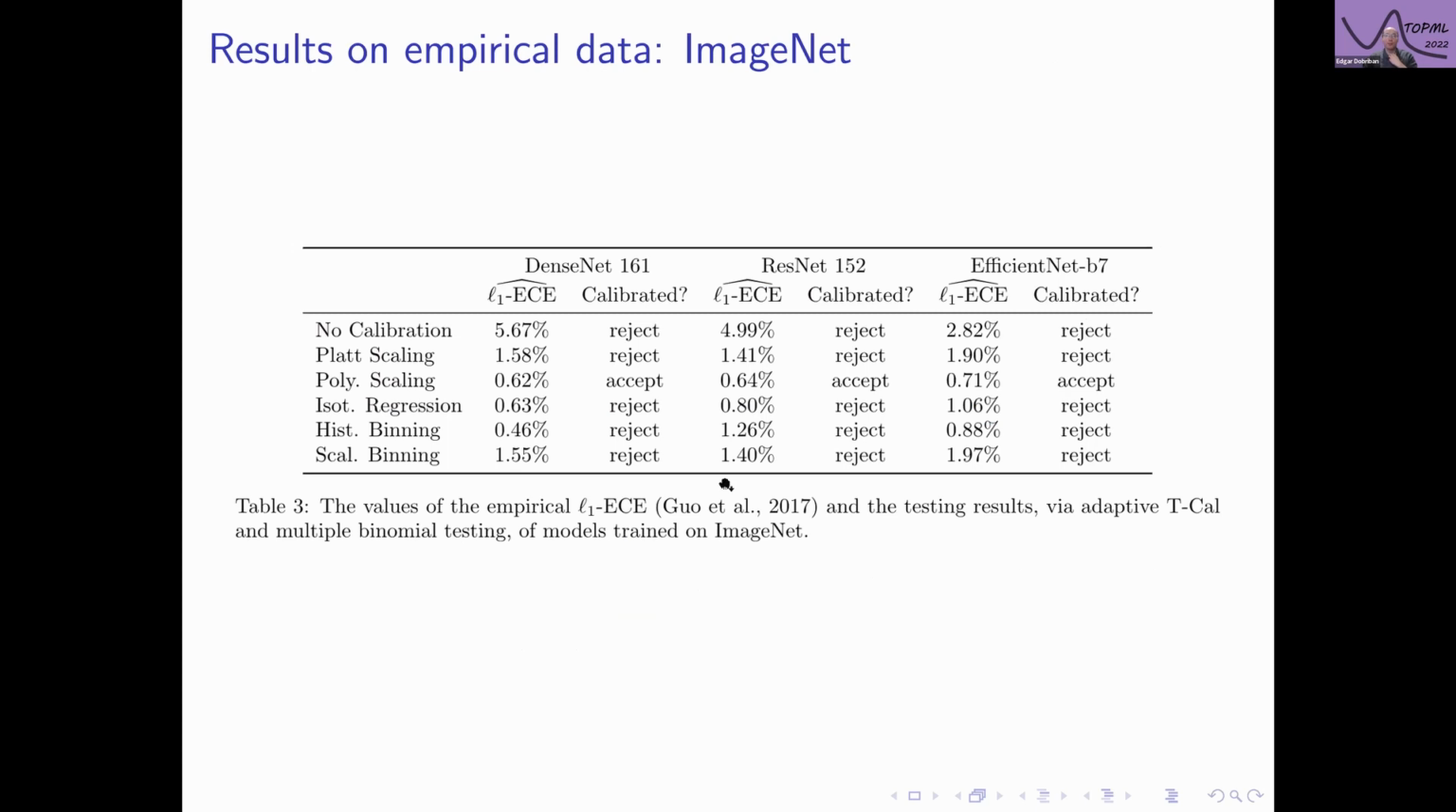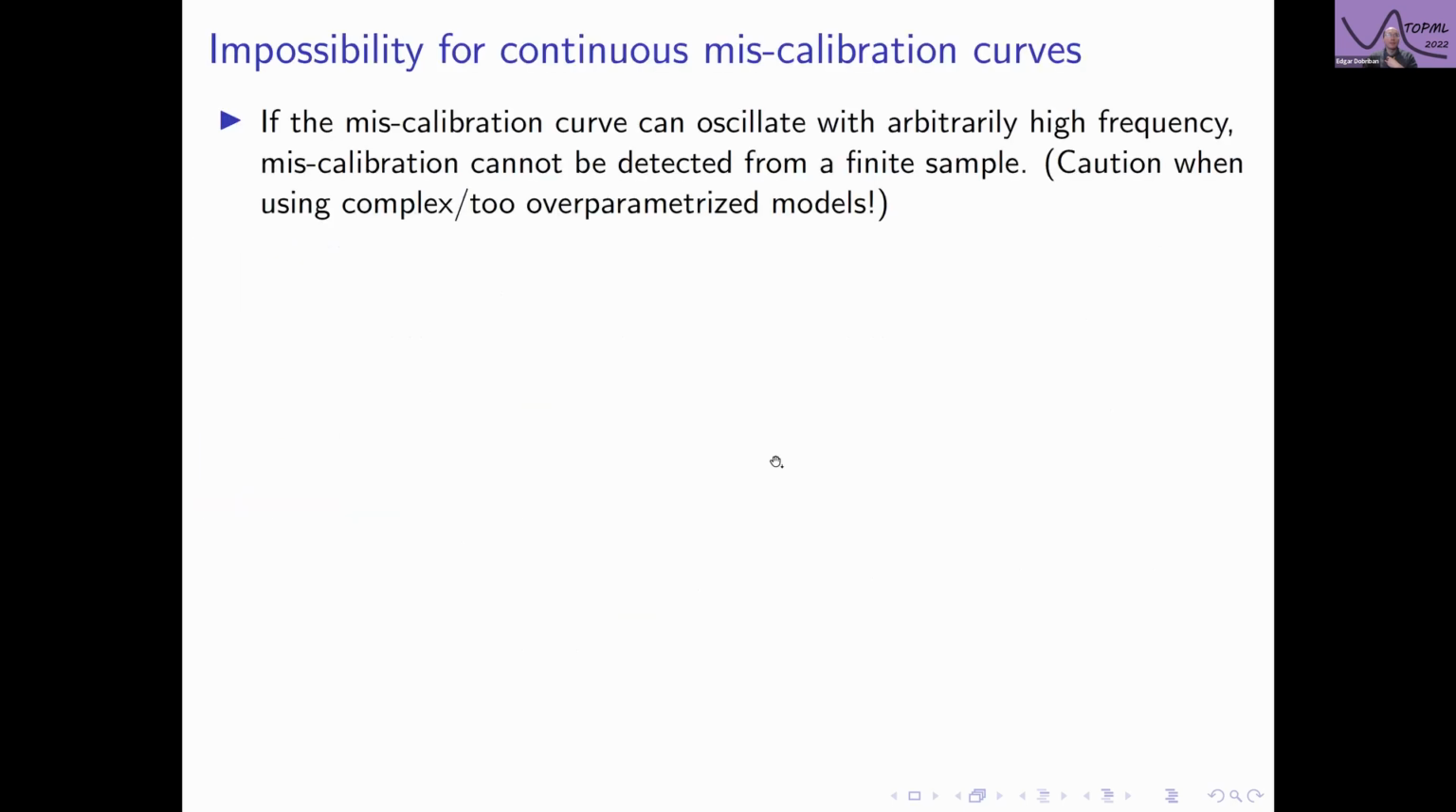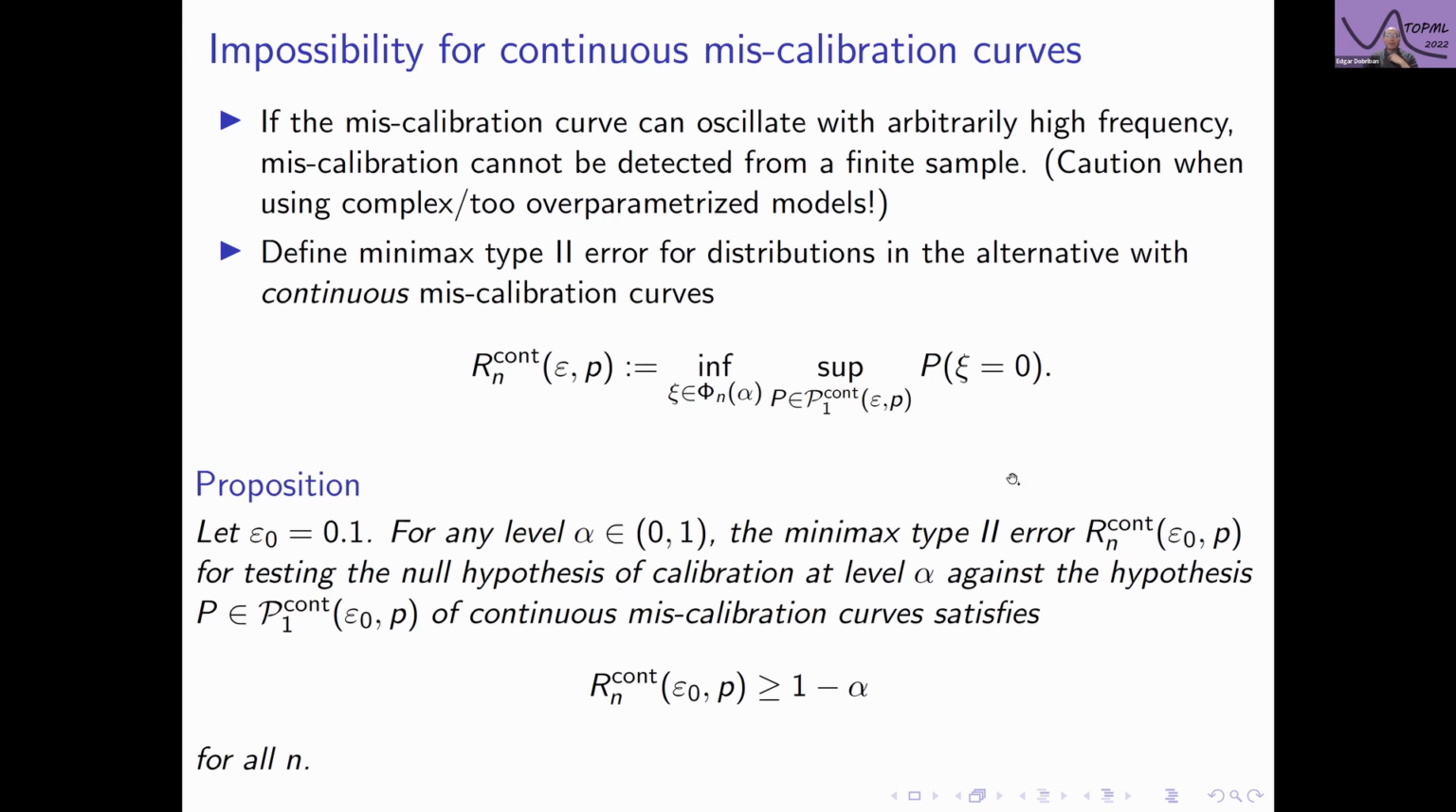Okay, on ImageNet, we can also run it, and maybe in the last 2-3 minutes, just to give you a sense of our optimality results and lower bounds. In general, just like in the no free lunch theorems that Francis mentioned, we cannot expect to always be able to detect miscalibration if the calibration curve can oscillate with arbitrarily high frequency. It should be essentially impossible. So this result kind of codifies that.